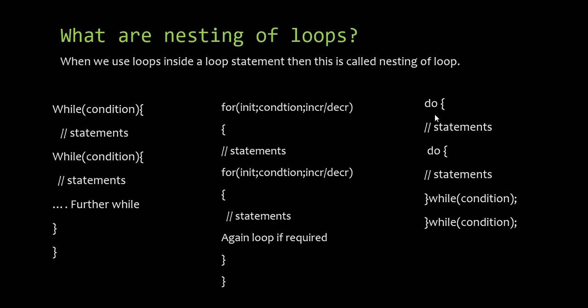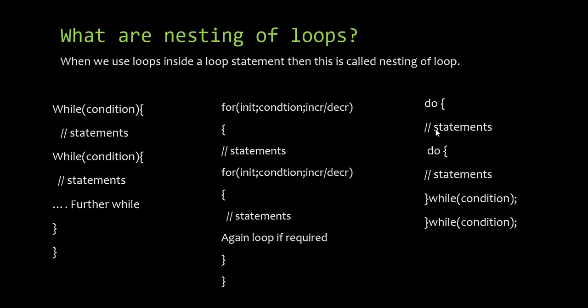In the same way, for the do while loop, we have this looping statement, that is the do while loop, inside the outer do while loop. This is the basic syntax of defining the nesting of loop. We can have n number of looping statements inside one looping statement.